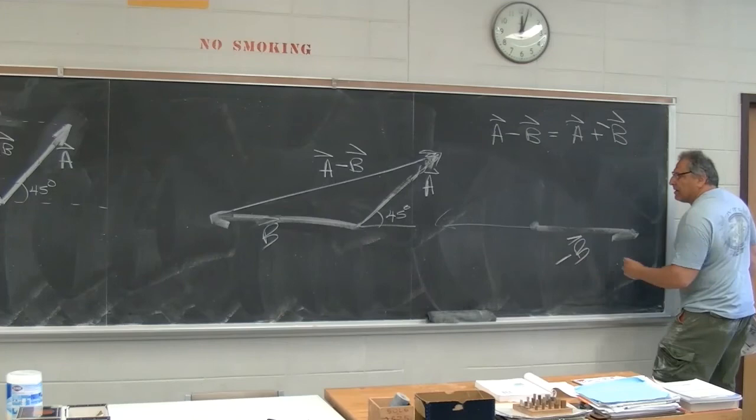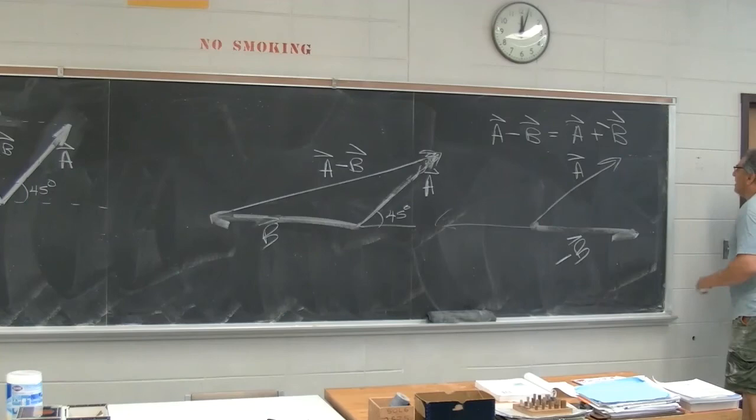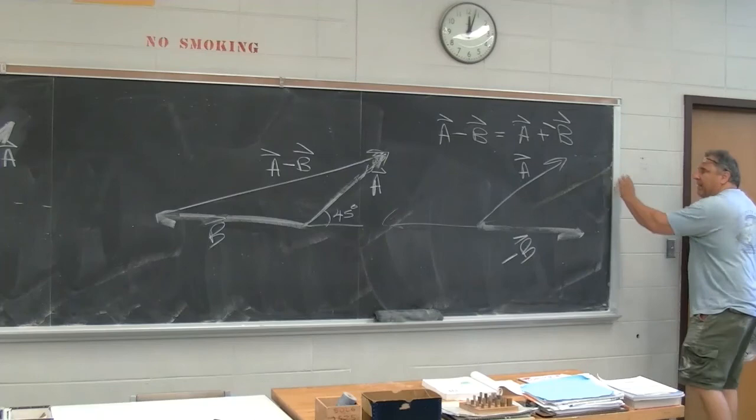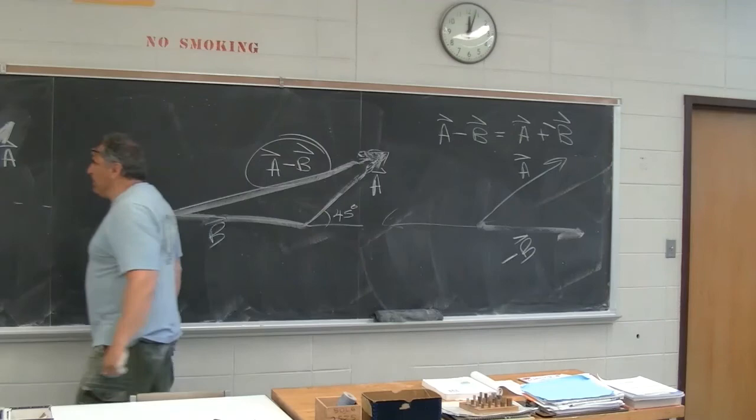This is A vector. And again, I'll start writing on the walls is what I'm going to start doing, but you guys see where I'm going? This is coming way out there. That's where this guy's coming from. That's where it came from. So it's a bigger vector in this case. A vector minus B vector is bigger than A vector plus B vector.